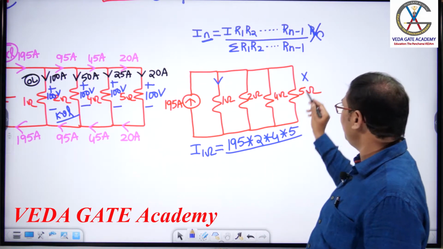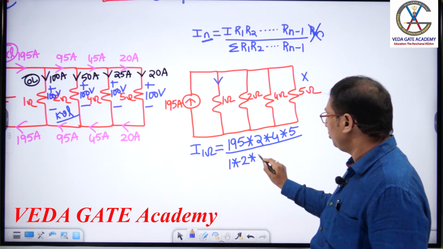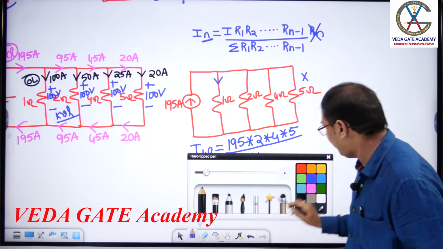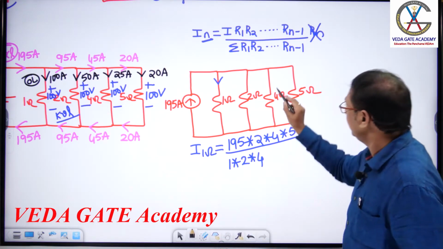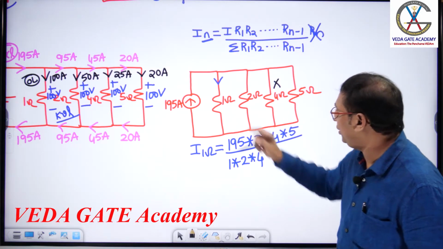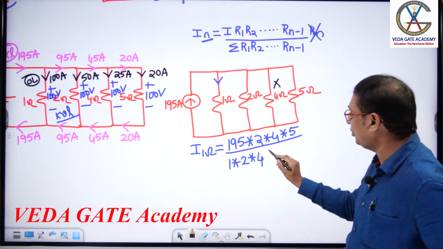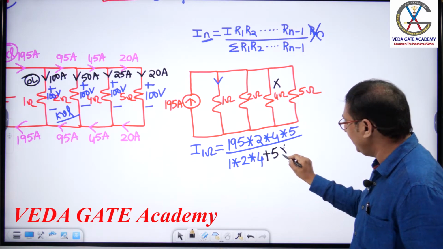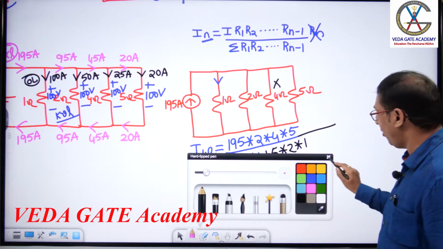If you remove 5 ohm, what combination do you get? 1 into 2 into 4, plus, next, remove 4 ohm, do the product of other resistors. How do you write, sir? 5 into 2 into 1. We don't have the 4 ohm resistance with us. 5 into 2 into 1. Sir, hope you got the point now.